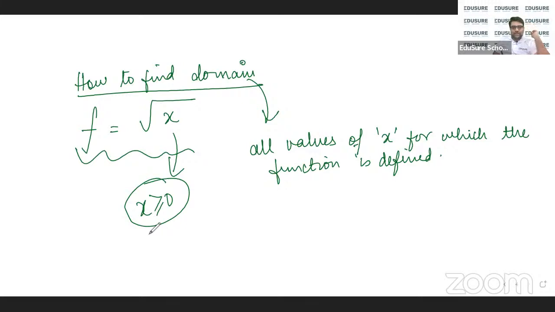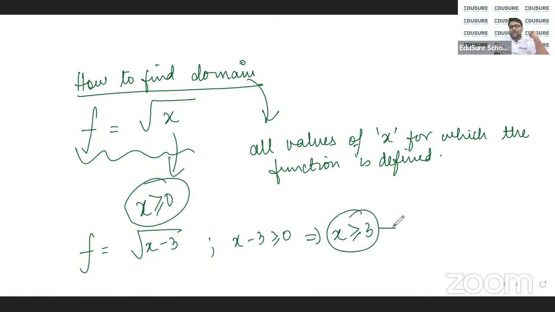If they would have asked f(x) is equal to root over x minus 3, so x minus 3 has to be greater than equal to 0. That means x has to be greater than equal to 3. This will be the domain.